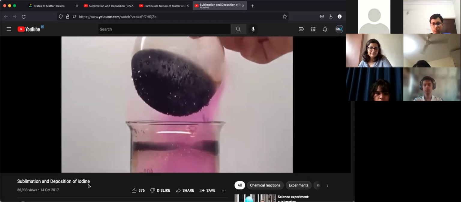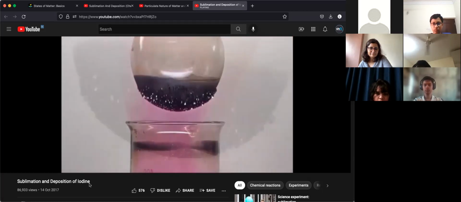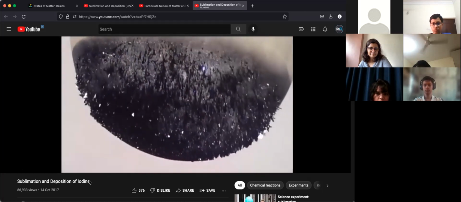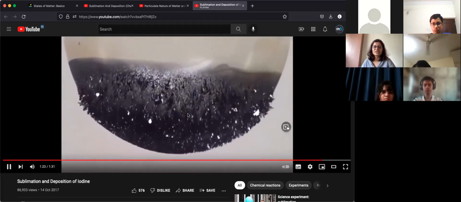We can't do this experiment in our science classroom because the iodine gas would be harmful to us. Yeah, that's sublimation and deposition.